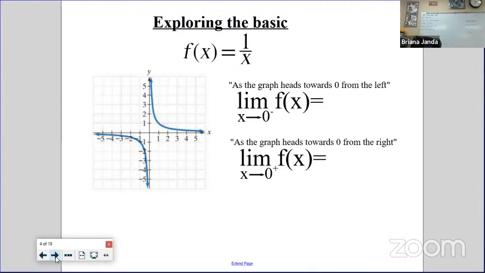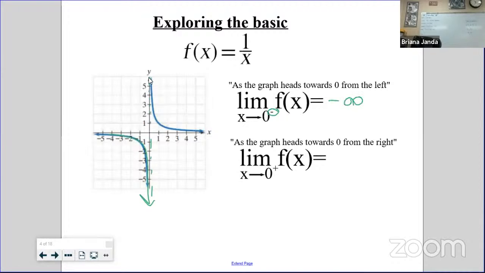So as I approach this imaginary line of x equals 0, what is my graph doing? Well, we're supposed to notice it's doing something different from the left and from the right. So as I approach from the left, notice it has a little negative up here. That's the symbol for approach that line from the left of it. So if I start left of 0 and I start tracing my graph towards 0, my graph is headed which direction? Down, which we know means negative infinity.